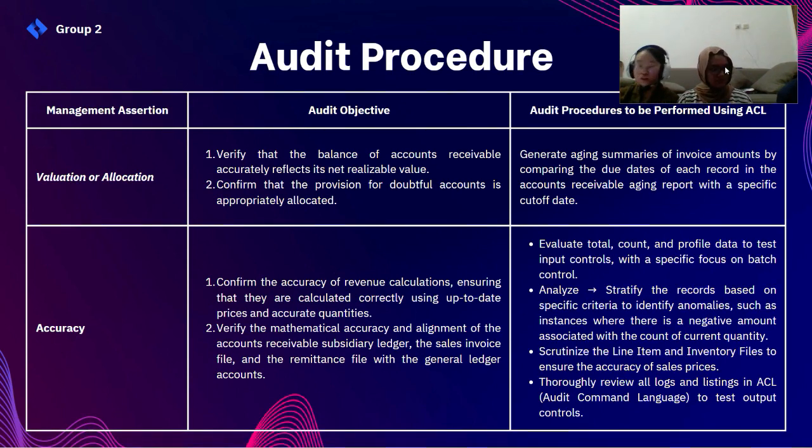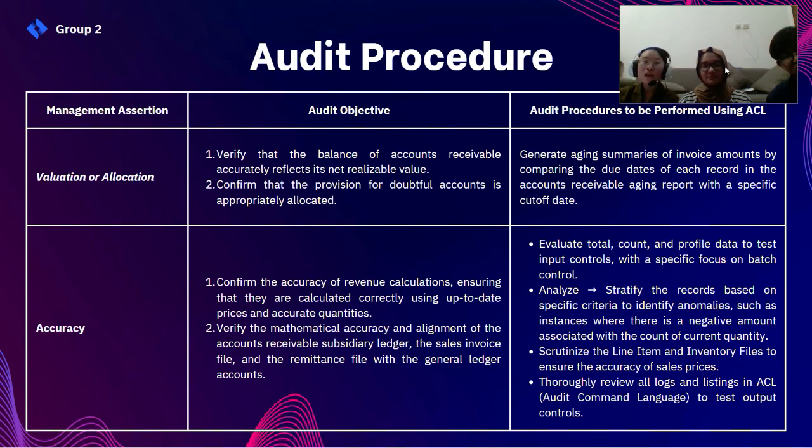Okay, so the next audit procedure is for the assertion valuation or allocation. Our first objective in this assertion is to verify that the balance of accounts receivable accurately reflects its net realizable value, and the second is to confirm that the provision for doubtful accounts is appropriately allocated. The procedure carried out during the ACL is to generate the aging summaries of invoice amounts by comparing the due dates of each record in the accounts receivable aging report with a specific cutoff date.